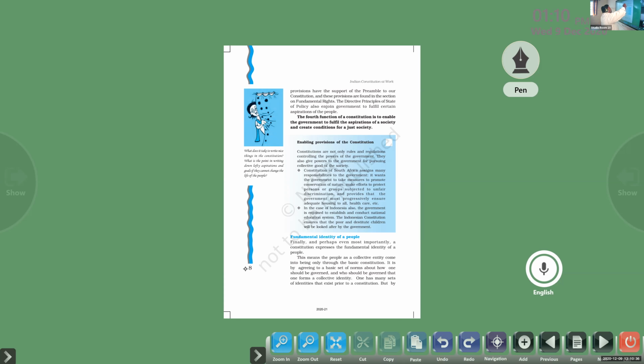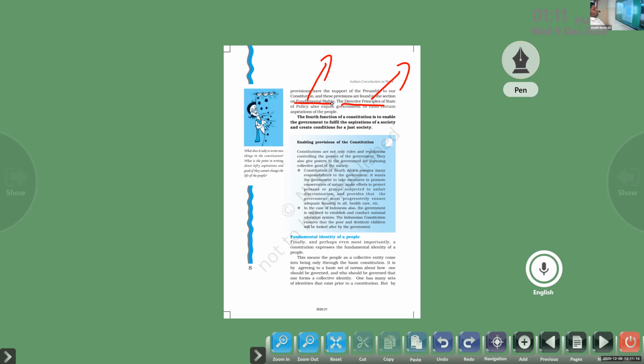Okay, next one, this provision has the support of the preamble to our Constitution, and these provisions are found in the section of fundamental rights. The directive principles of state policy also enjoin the government to fulfill certain aspirations of the people. Fundamental rights, we know, no government should trespass, and the directive principles are the Constitution giving direction to the government to function. As per that the government wants to act in the society, so it is a part of the Constitution termed the directive principles, and the fundamental rights relate with the rights of the people.